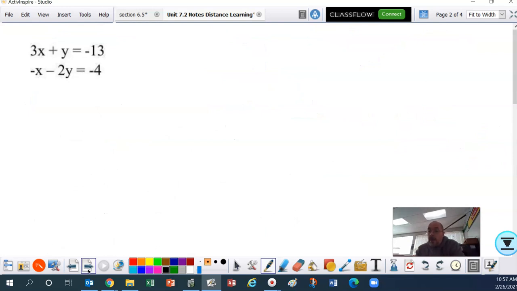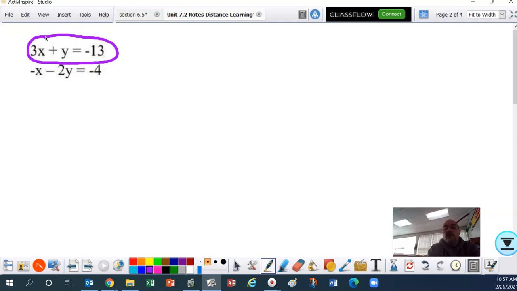3x plus y equals negative 13. Negative x minus 2y equals negative 4. All right, folks. So I look at both of those, and I'm going to pick this equation, and I'm going to solve for y because it only takes one step. To get y by itself in this problem, I'm going to subtract the 3x.